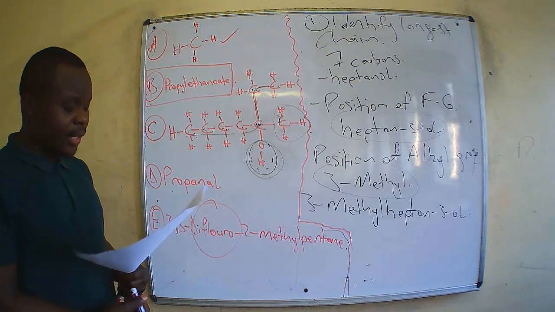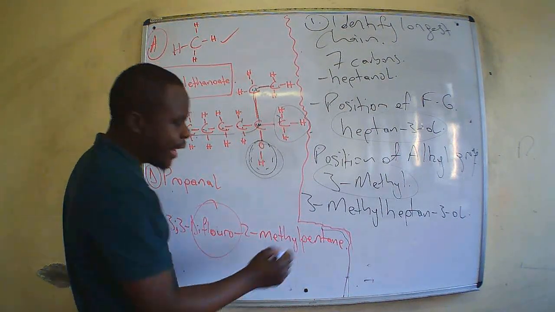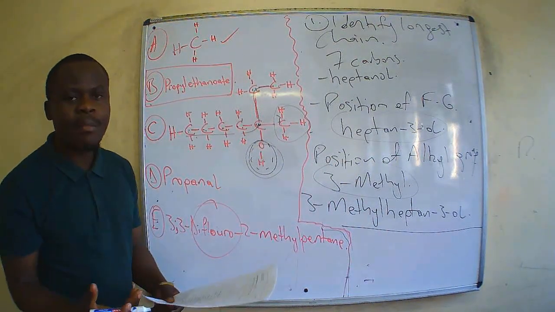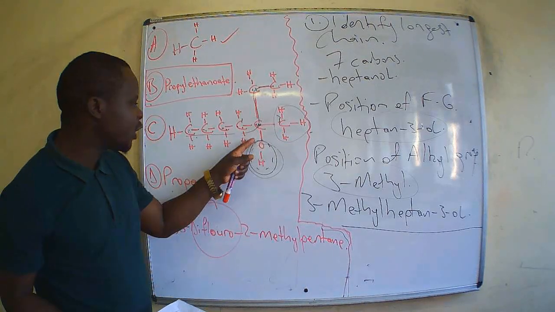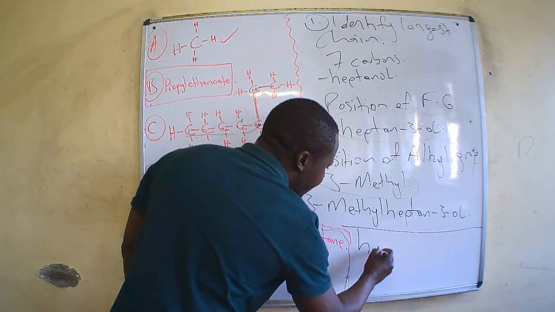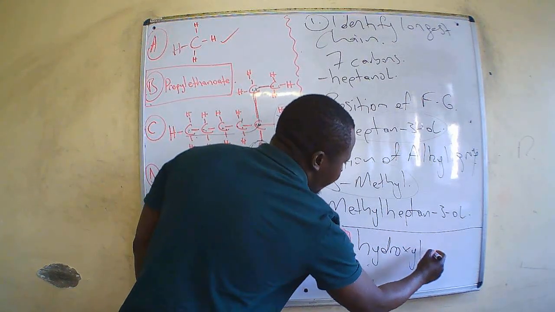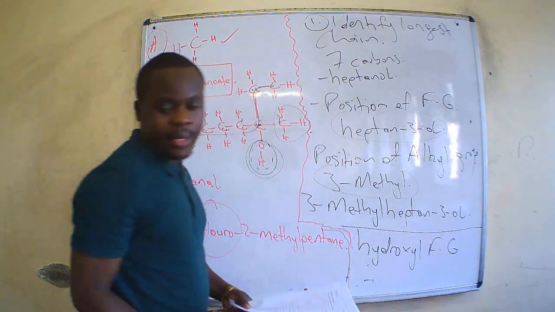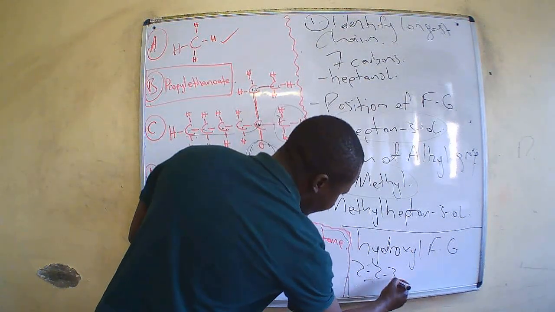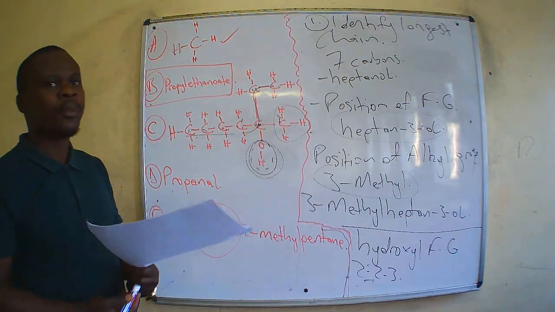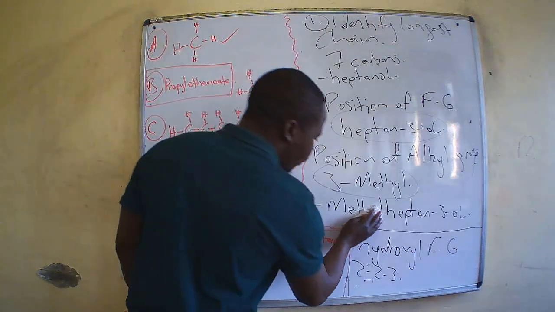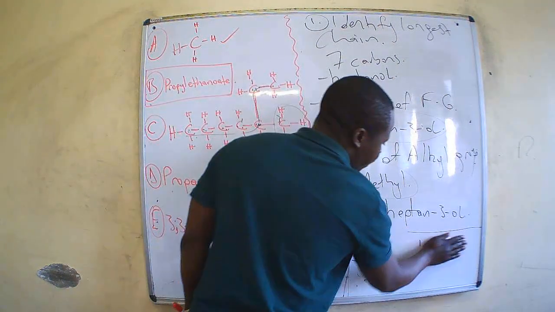So let's move on. The next question is, what is the functional group? What is the name of the functional group? It is a hydroxyl functional group, which is question 2.2.3. So question 2.2 is done. We move on to 2.3.